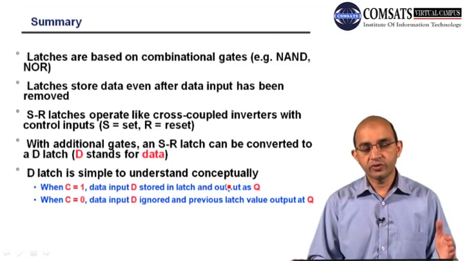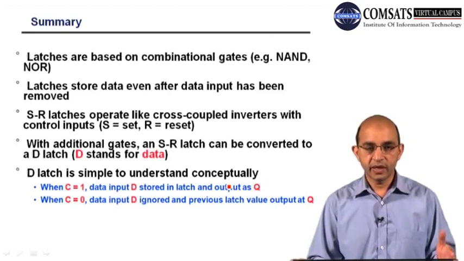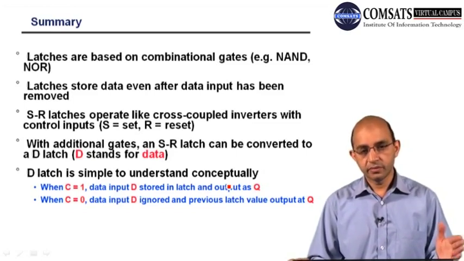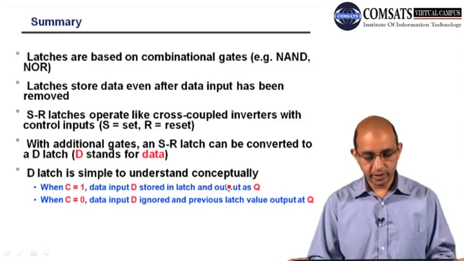In order to overcome those problems and race conditions, we introduced another latch, the D latch. In the D latch, Q follows D on the active edge or active enable signal. So we have overcome those two problems. That's all for today's lecture.